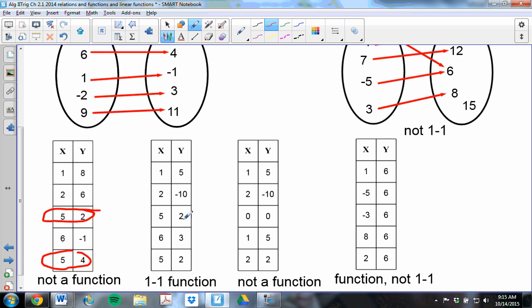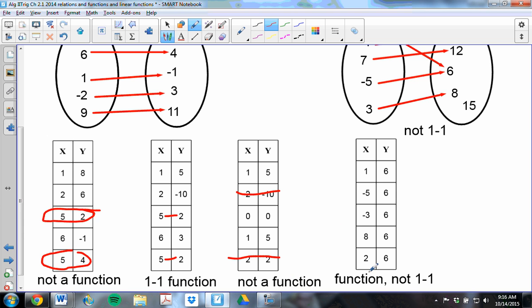Here, each output is only pointed to one time. I mean, 5 goes to 2 twice, but that's just basically listing 5 to 2 and 5 to 2, listing the same point twice. It's not changing anything. Since each input only goes to one output, and each output only came from one input, this is a one-to-one function. Here, 2 goes to -10 and 2 goes to 2, so it's not a function at all.